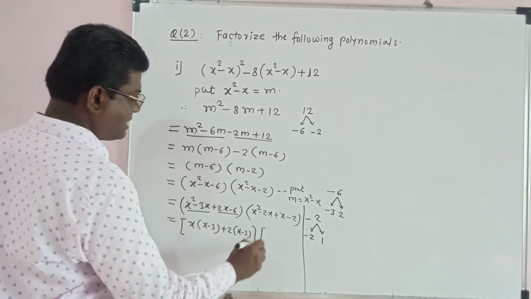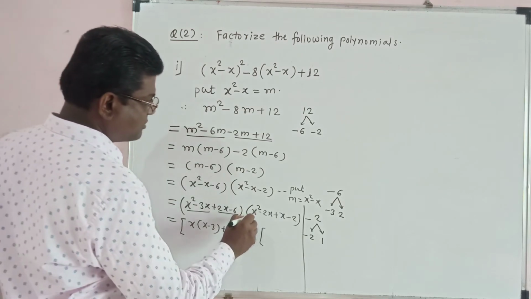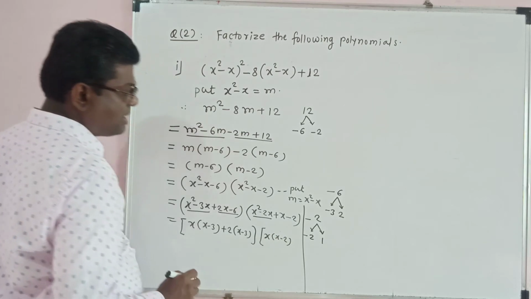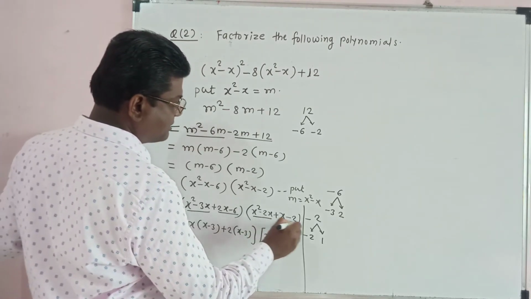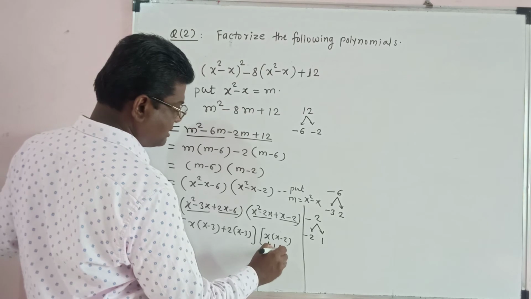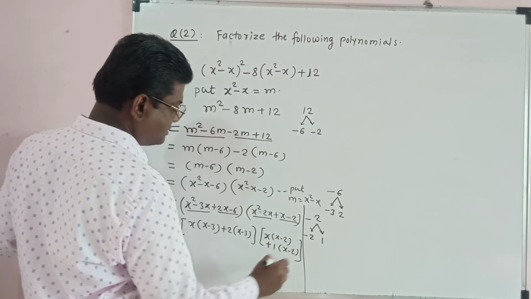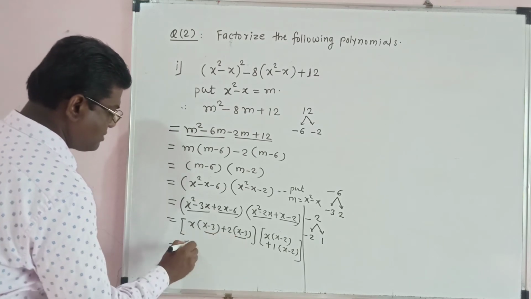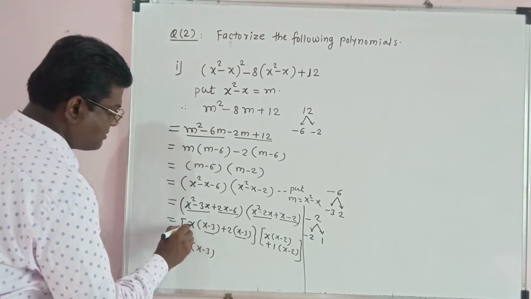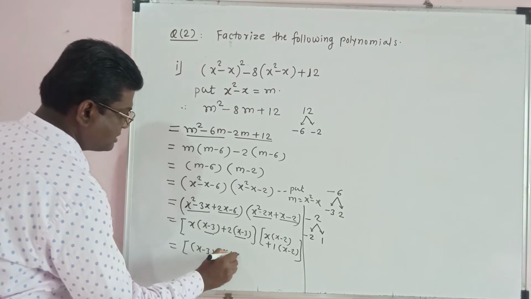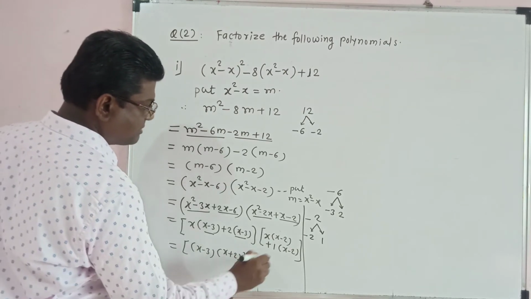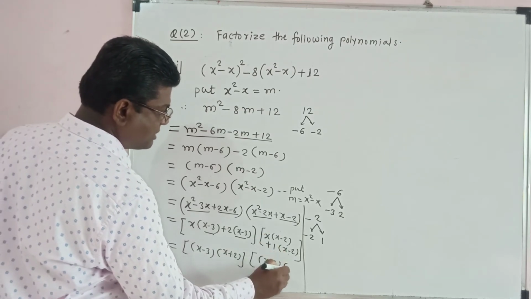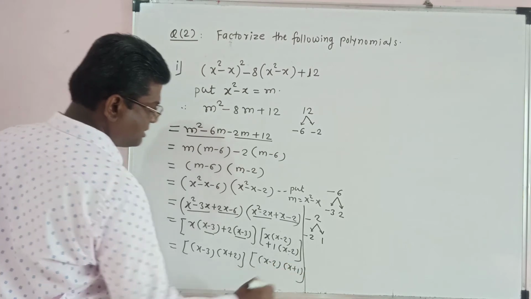Now in another bracket we can take x common from these two terms, therefore x in bracket x minus 2, and we can take plus 1 from this bracket, plus 1 into x minus 2. So is equal to, in a bracket we can take x minus 3 common, and in another bracket we write x plus 2. Now in this bracket we can take x minus 2 as a common, and in another bracket we write x plus 1.